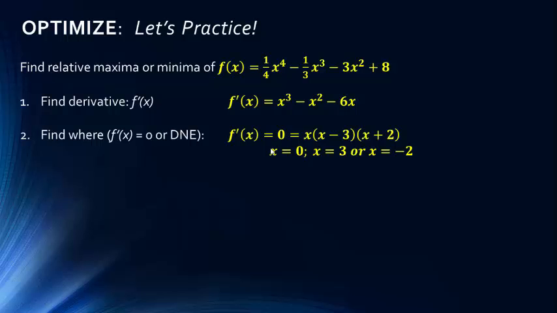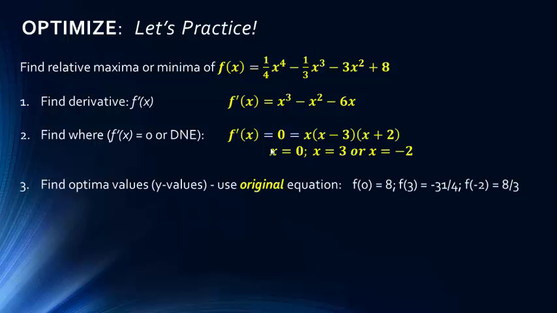We're going to plug these back into the original equation to find the y values. F of 0 gives us 8. F of 3 gives us negative 31/4. F of negative 2 gives us 8/3. It's a good idea for you to practice this arithmetic. A lot of students make foolish mistakes doing this arithmetic.